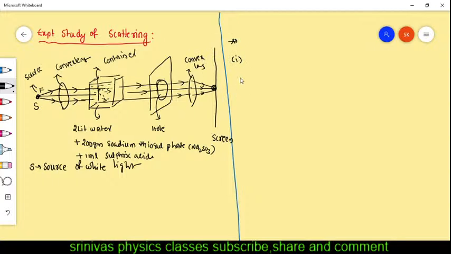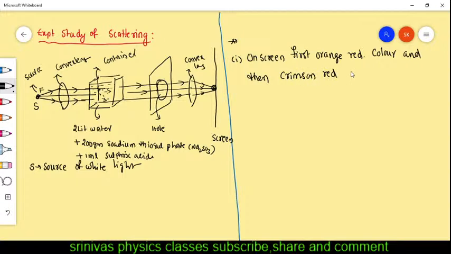On screen, first orange, next red color appears. First orange red colors and then crimson red color observed. On screen, first orange, sorry, first orange red color appears, and then crimson red color, dark red color appears.